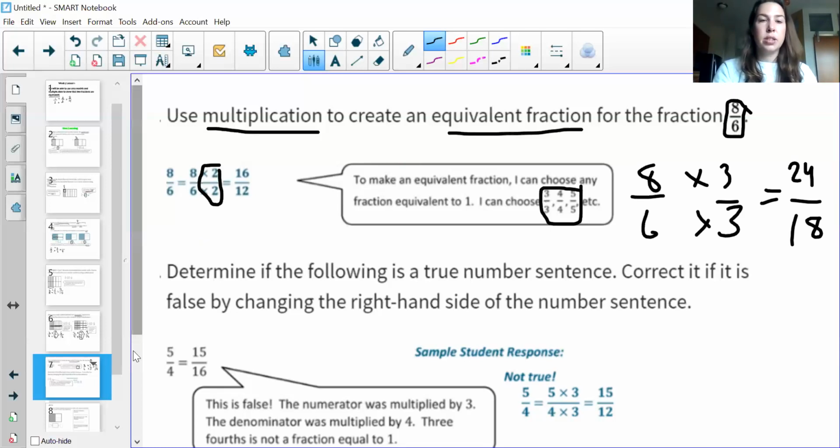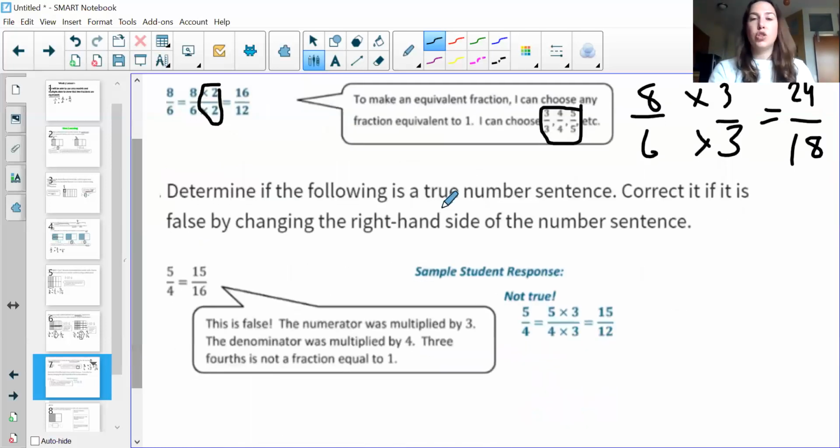So this one says, determine if the following is a true number sentence. So this is true or false. Correct it if it's false by changing the right-hand side of the number sentence. So let's take a look. They're saying that 5/4 is equivalent to 15/16.